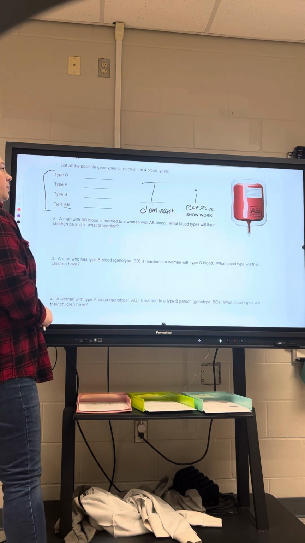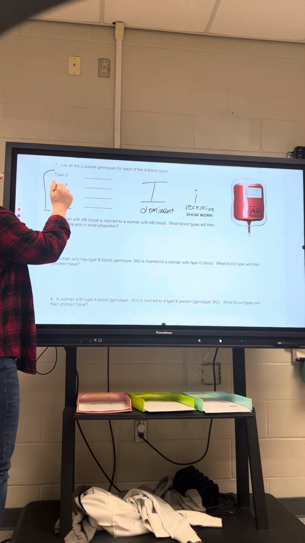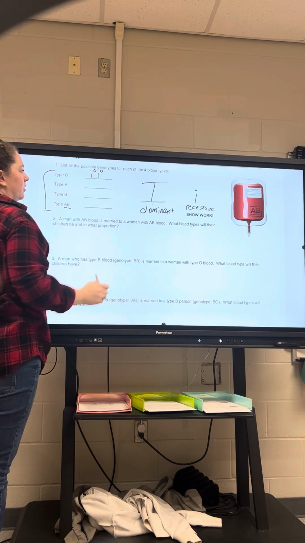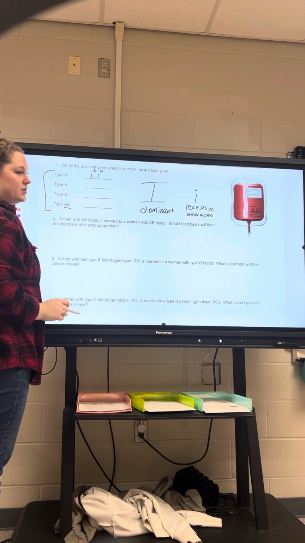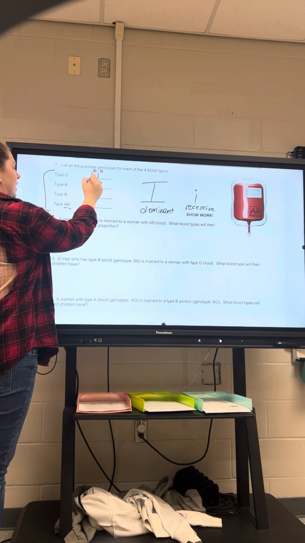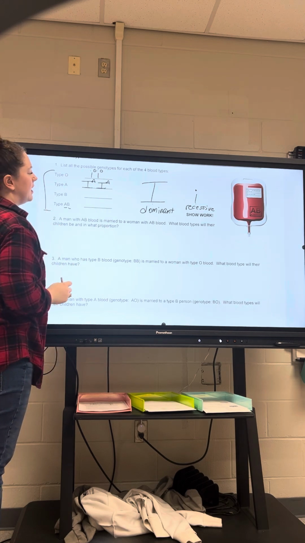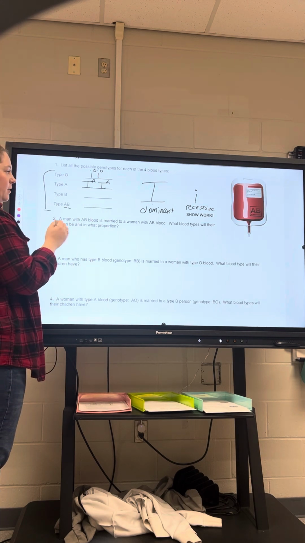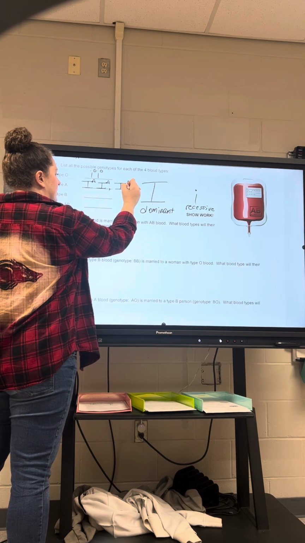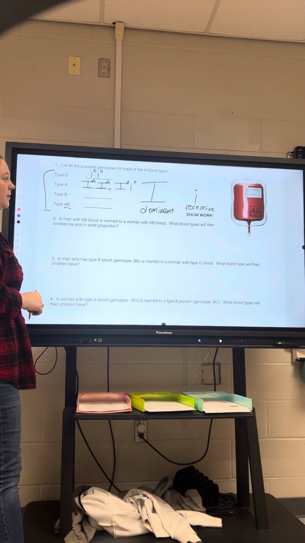So for number one, we're listing the possible genotypes for each of the four blood types, and you'll just copy this down. To get type O, you're going to have little i O, little i O. Notice that is recessive, and that's the only way to get type O blood. For type A, we're going to have big I A, big I A, and that will be the homozygous blood type A. But you could also do I A, little i O, and that will be the way to get heterozygous type A.